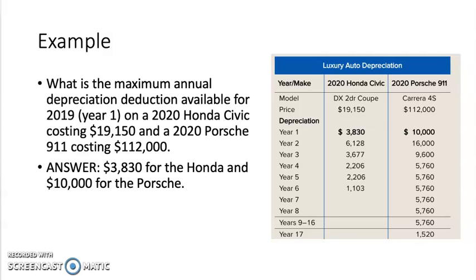Example of this: what is the maximum annual depreciation deduction available for 2019 on a 2020 Honda Civic costing $19,150 and a 2020 Porsche 911 costing $112,000? The answer is $3,830 for the Honda and $10,000 for the Porsche. So there's a specific amount of depreciation that is limited for a luxury vehicle. And with the Honda, the schedule to the right is the depreciation taken for the Honda Civic versus the Porsche 911.